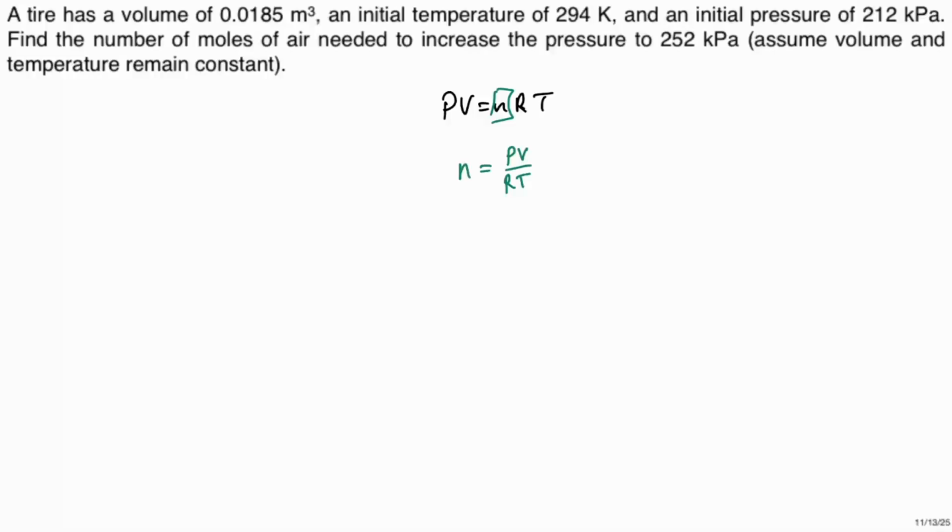So that suggests that I need to calculate the number of moles we have to begin with, and then the number of moles we have at the end, and then take the difference, right? So let's see where that gets us. That means that I have to have an initial number of moles, which will be the initial pressure, the initial volume, over the gas constant times the initial temperature. And then I have to have a final version of that.